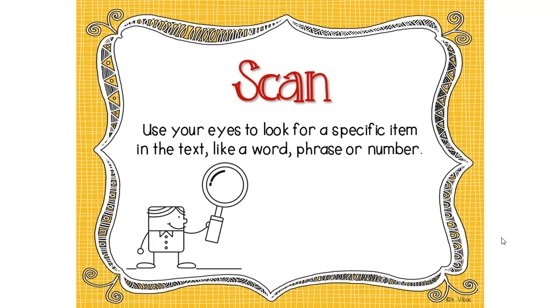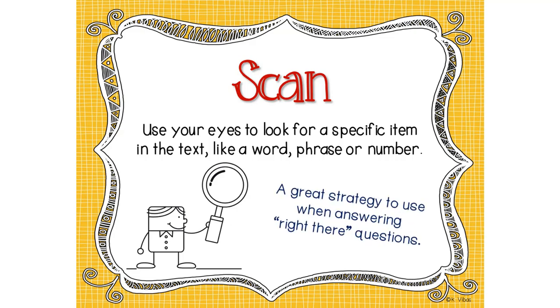Okay, today we're going to start with the second reading strategy to help us quickly read a text and get to the information. And it's called scan. When we are scanning, you're using your eyes to look at specific items in the text, like a word, phrase, or number. It's a great strategy to use when answering right there questions.